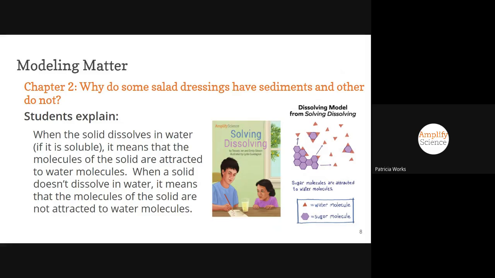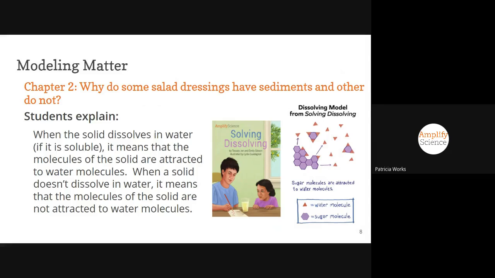In Chapter 2, students learn about mixing. They find that molecules of one substance can be attracted to the molecules of another substance. Different pairings of molecules have stronger or weaker attractions to one another. When the molecules of one substance are strongly attracted to the molecules of a second substance, the molecules mix together and one substance dissolves into or mixes with the other.